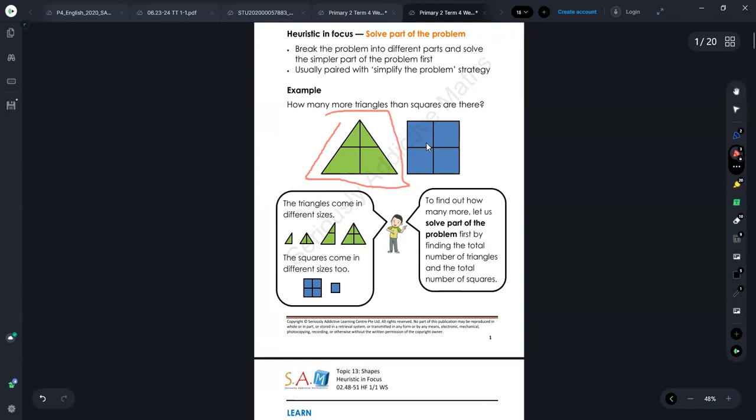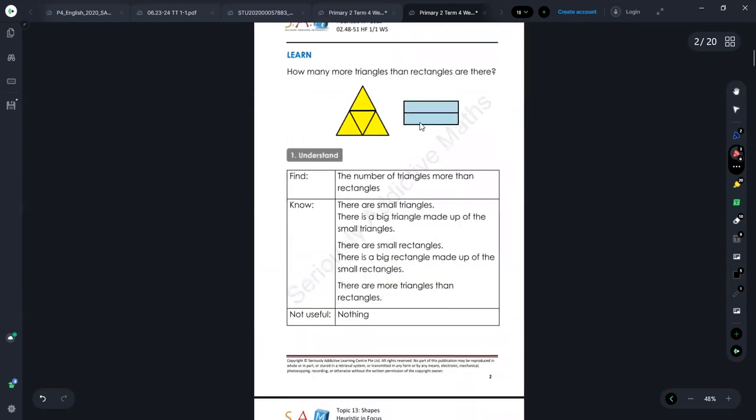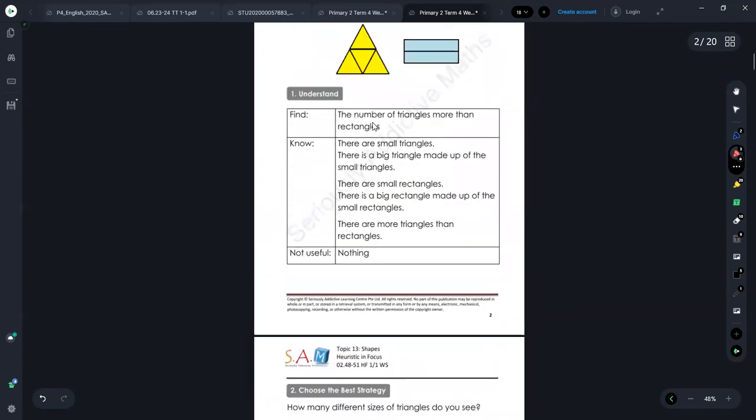What about this? How many squares are there? This is 1, 2, 3, 4, and after that would be the big square. So in total there are 5: 1, 2, 3, 4, 5. Now, formally, get them to do this question.